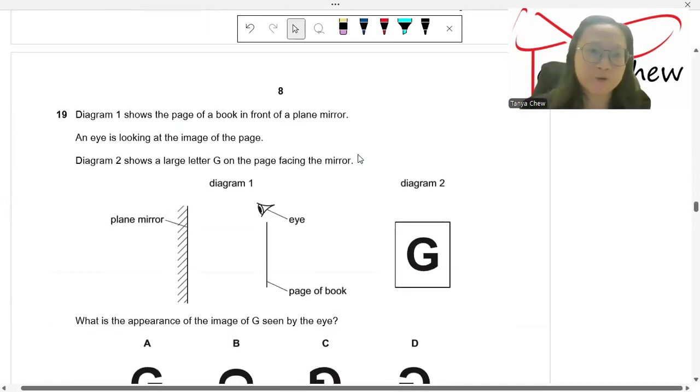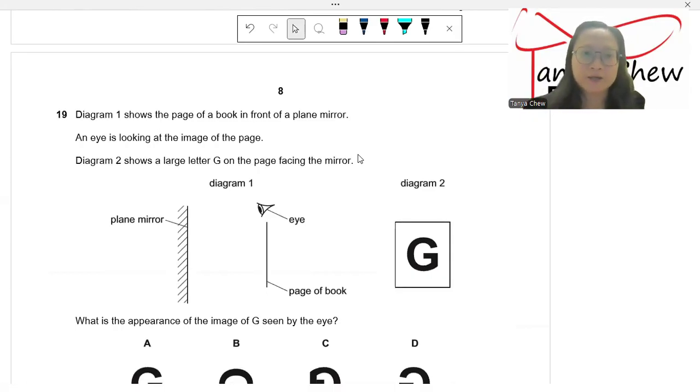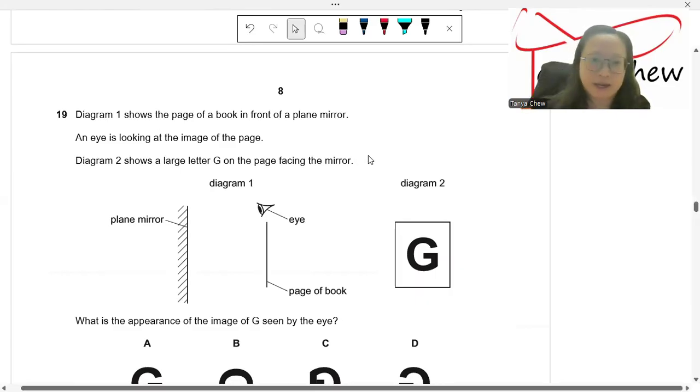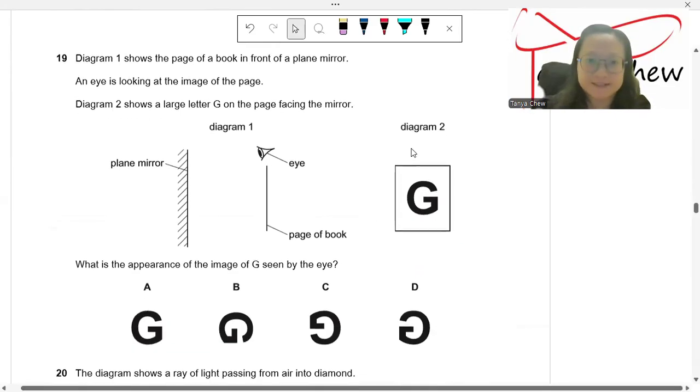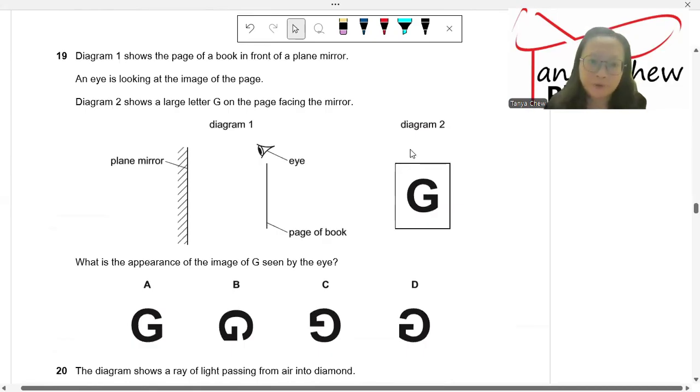Question number 19. Diagram 1 shows the page of a book in front of a plane mirror. An eye is looking at the image of the page. Diagram 2 shows a large letter G on the page facing the mirror. What is the appearance of the image of G seen by the eye?